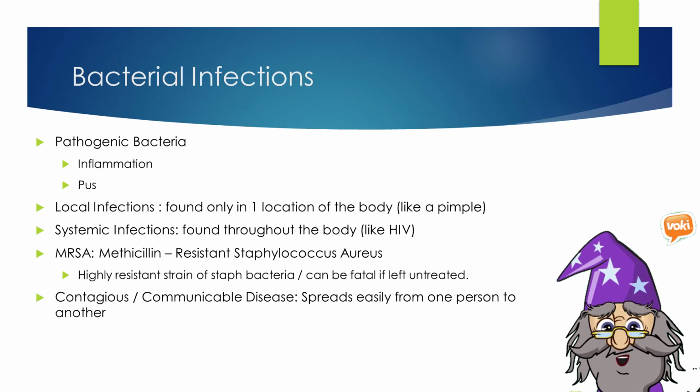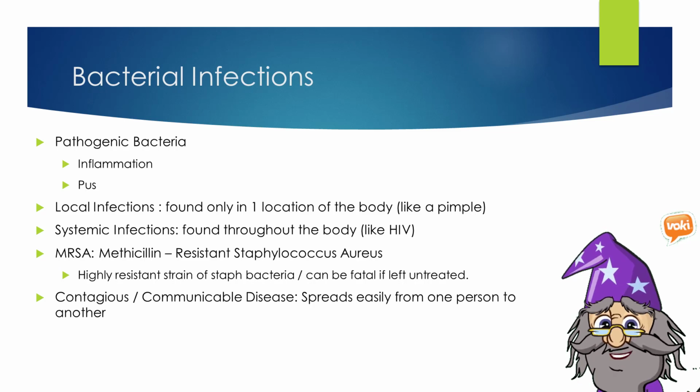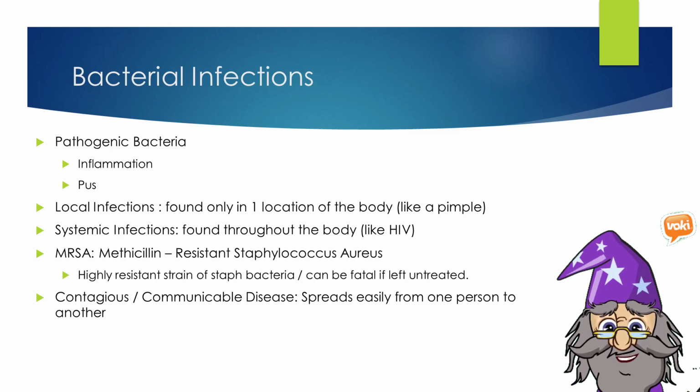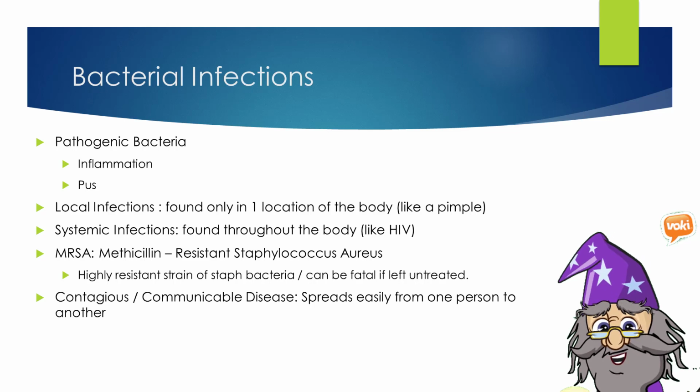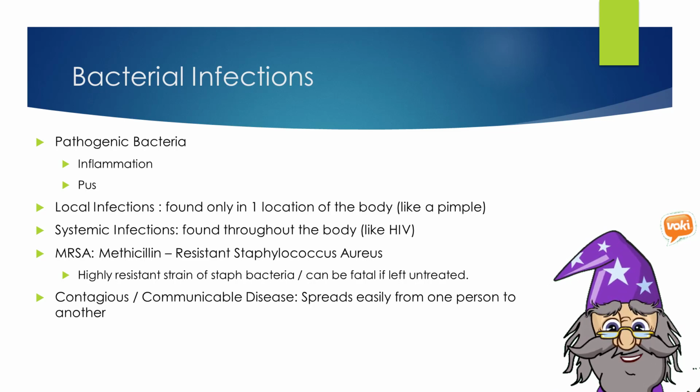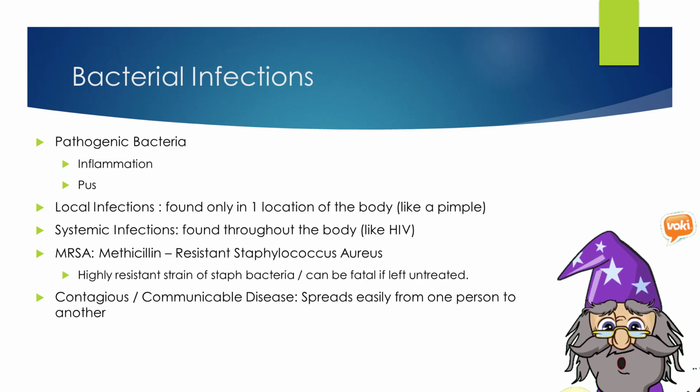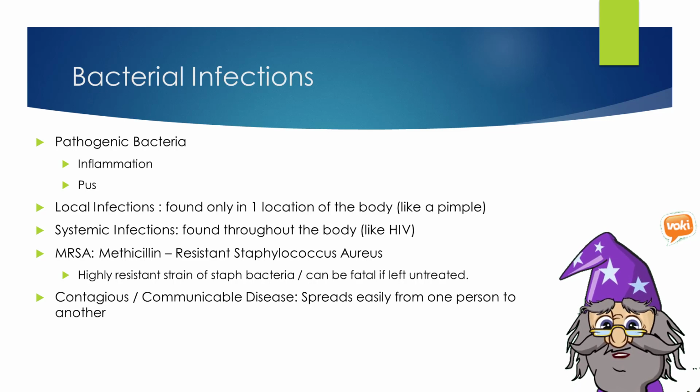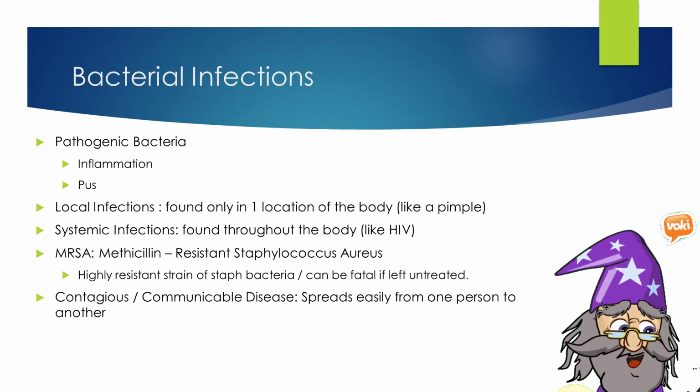Methicillin-resistant Staphylococcus aureus, also known as MRSA, is a highly resistant strain of staph bacteria that can be fatal if left untreated. Contagious or communicable diseases are those diseases that spread easily from one person to another.